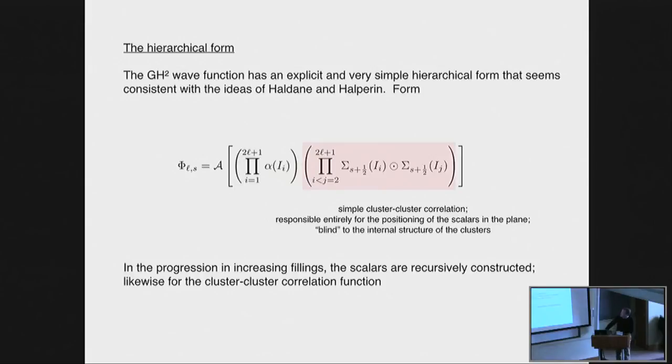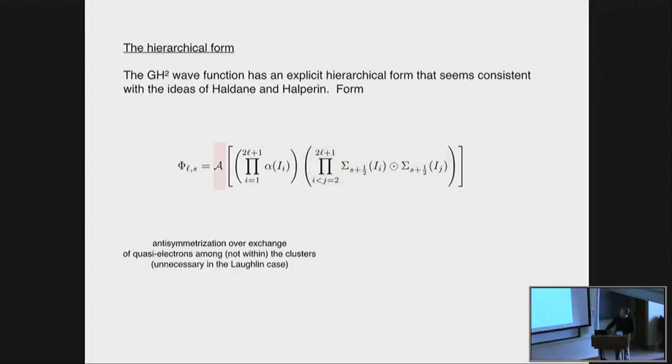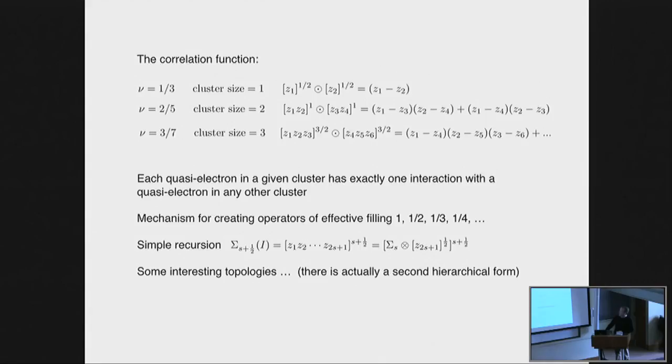And this is the cluster-cluster correlation. It's entirely responsible for the positioning in the plane and it's blind to the internal structure of these. And then you need this A, which is required for symmetry over the exchange of particles among your clusters. It's not needed for the Laughlin wave function because there's only one particle in each cluster, but it is in general. So what are the correlation functions?